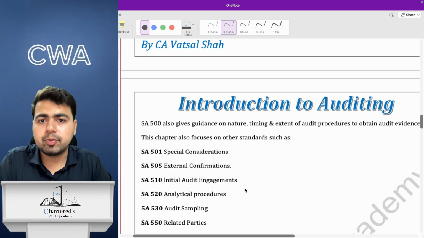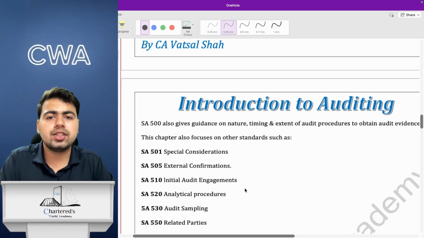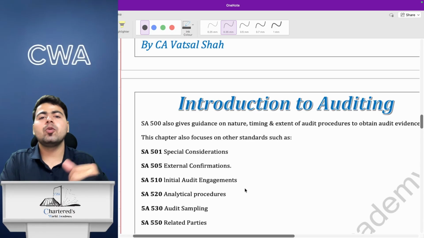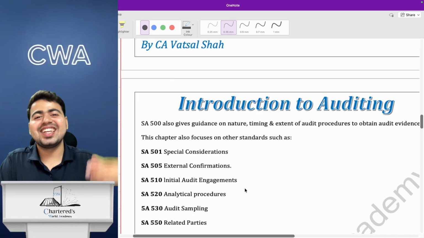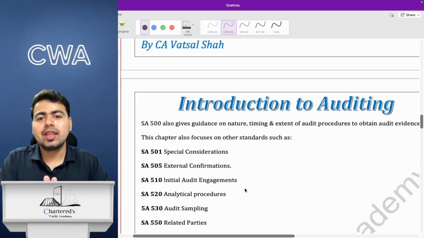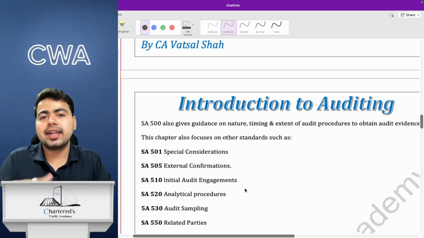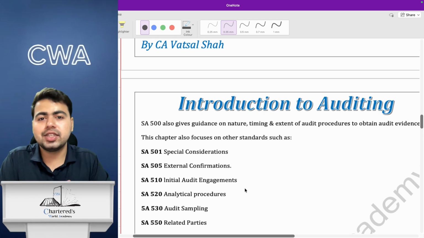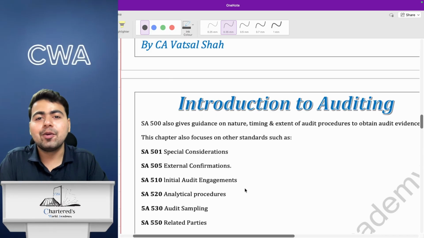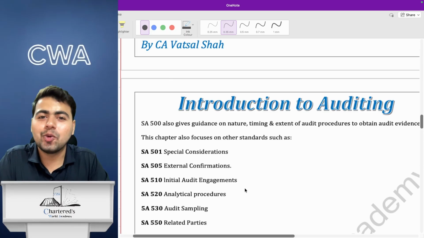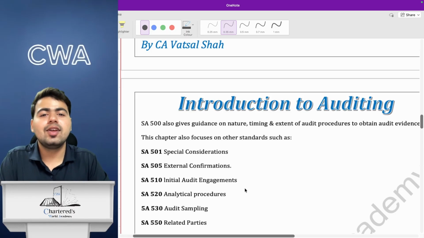Moving to the remaining 2 assertions of balance sheet. First is rights and obligations. Whatever assets and liabilities are recorded in the books of accounts, those should be either owned or owed by the entity. वो entity के right and obligation होने चाहिए. Entity का हक है या entity को वो पे करना है, that should be checked as an assertion for rights and obligations.